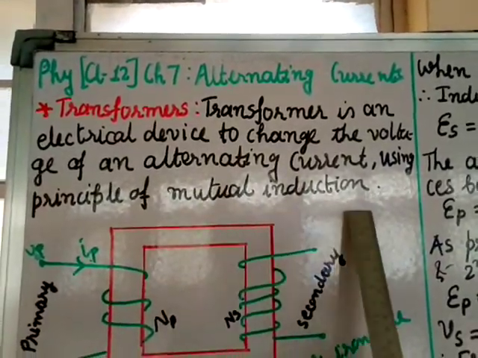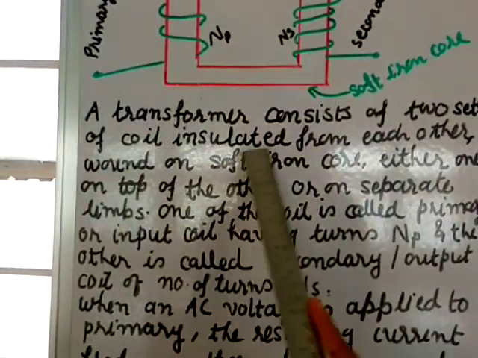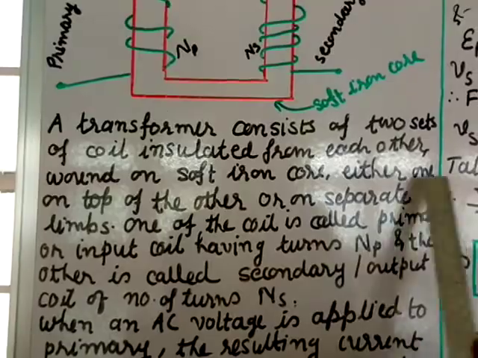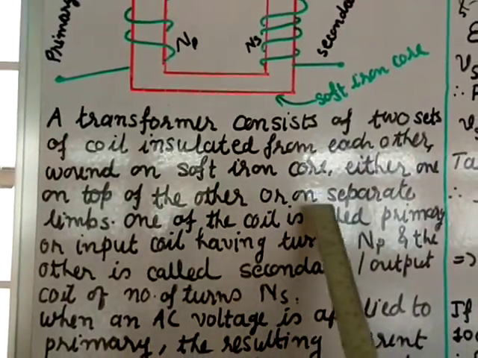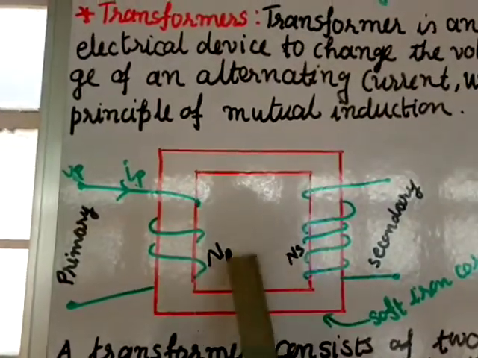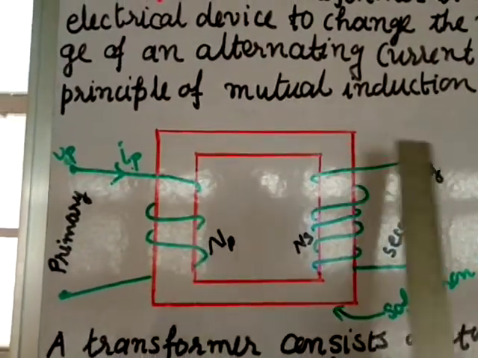principle of mutual induction. A transformer consists of two sets of coil insulated from each other, wound on a soft iron core, either one on top of the other or on separate limbs. So there are two sets of coil. These are the two sets of coil. They are wound on the soft iron core.